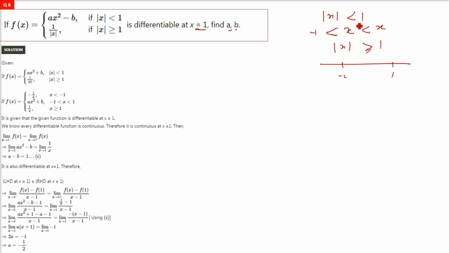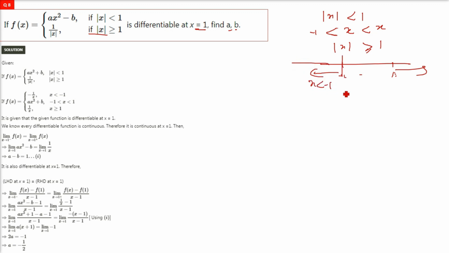That means you are not between minus 1 and 1. Mod x greater than or equal to 1 means you are not counting anything between minus 1 and 1. But mod x less than 1 means you are counting values between minus 1 and 1. So, 3 partitions there.